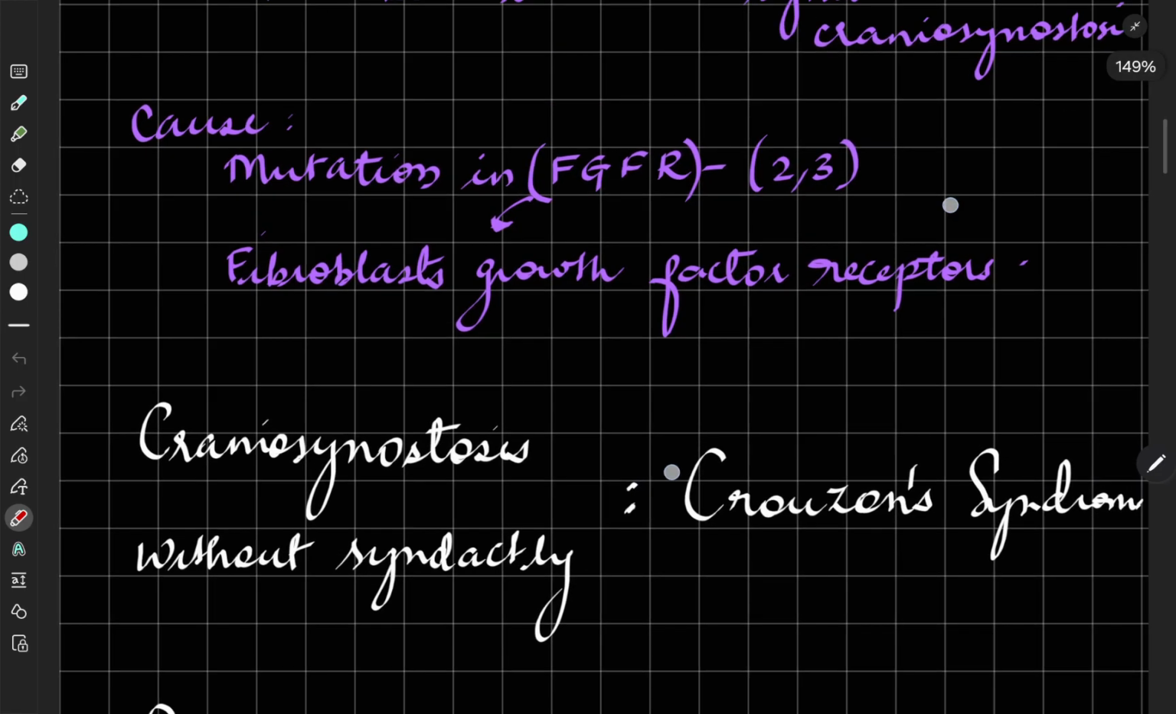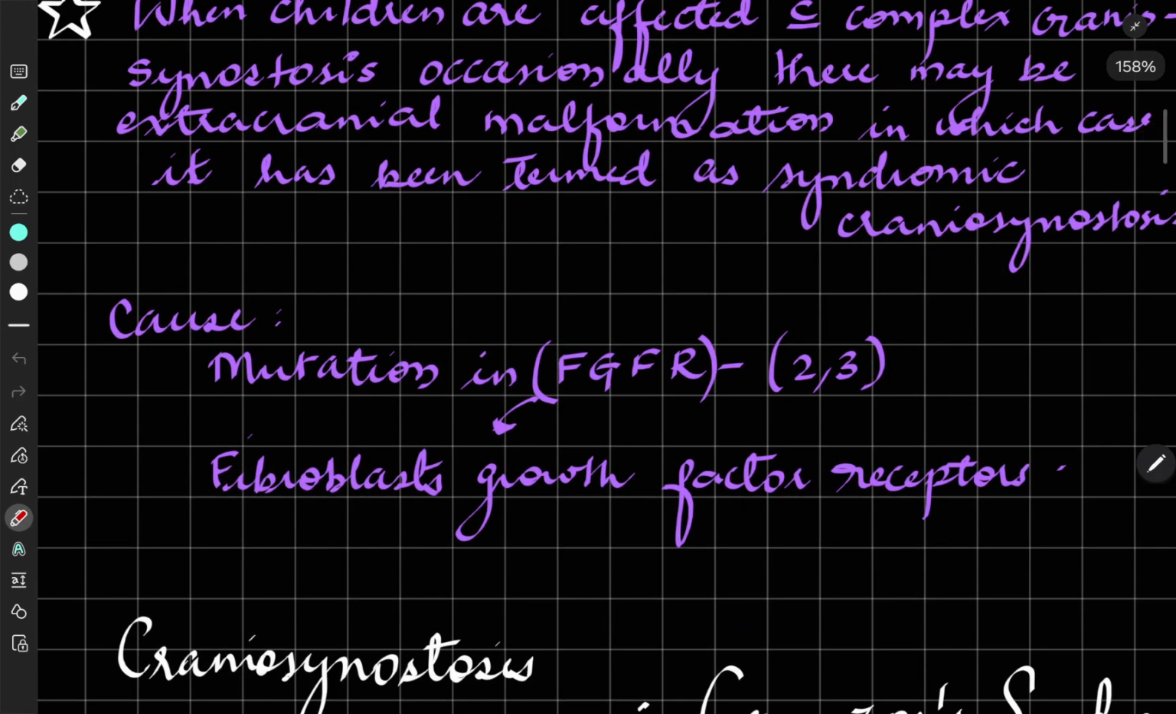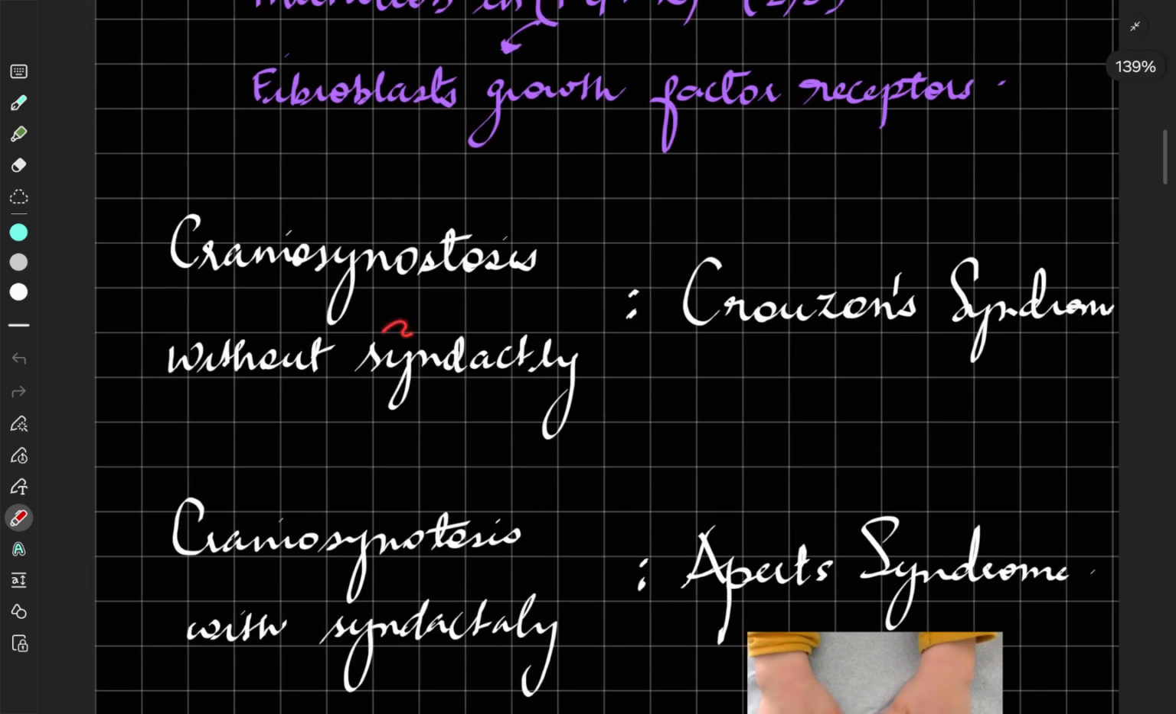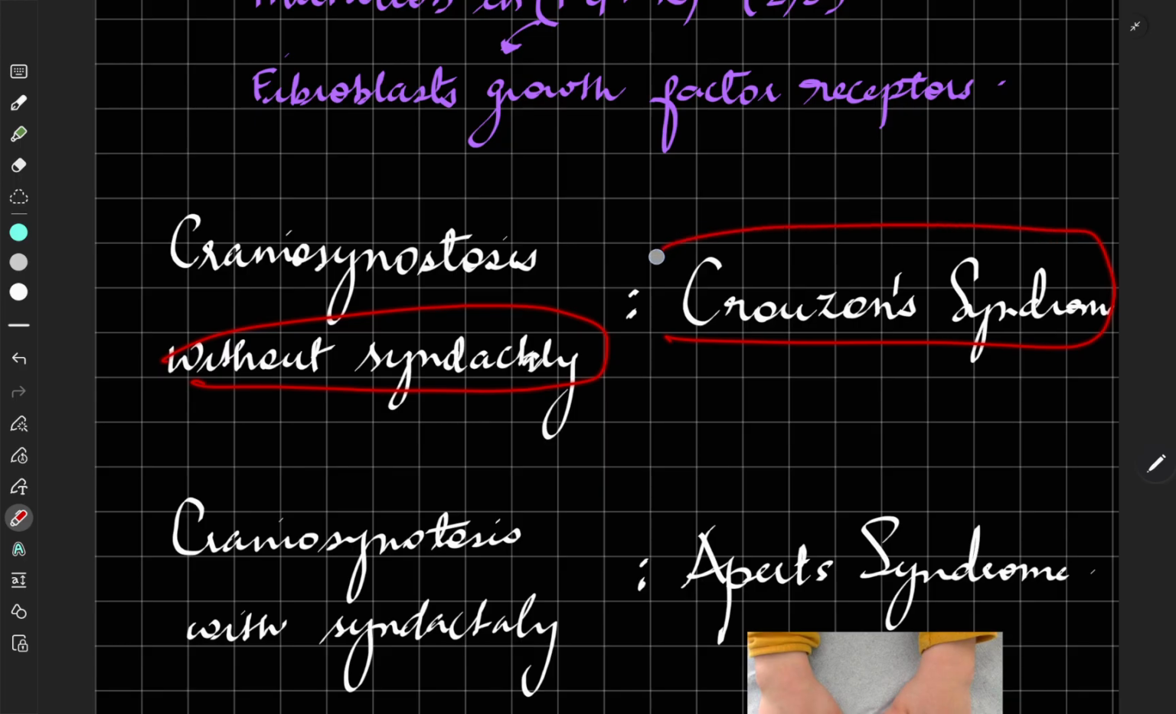Now we are going to learn about two syndromes related to this. One is Crouzon syndrome and one is Apert syndrome. These are the main two syndromes about which questions are asked in the practical as well as in the university examination. So there is craniosynostosis with syndactyly and craniosynostosis without. The one without is Crouzon syndrome.